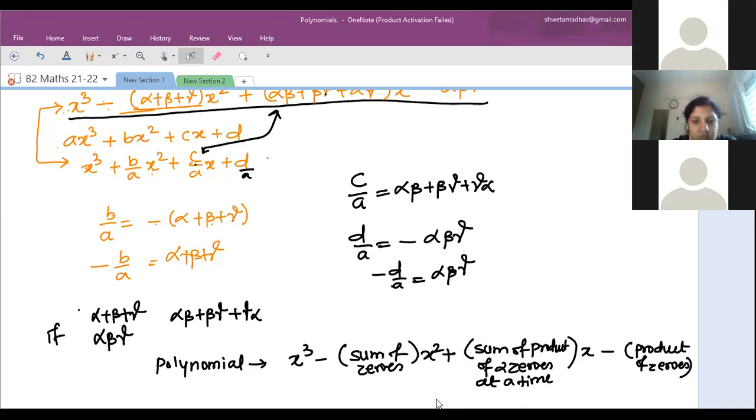Ma'am, in the exam, when they ask this derivation, do we need to write anything else? Ma'am, here product of zeros will always mean minus d by a, right? Yes, product of zeros is always minus d by a. And sum of product of two zeros will be c by a. So it is minus, plus, minus. Ma'am, do we not need to put k over here for this? Here also, yes, you have to put k in bracket. Ma'am, shouldn't it be sum of product of zeros taken two at a time? Yes, sum of product of two zeros at a time.